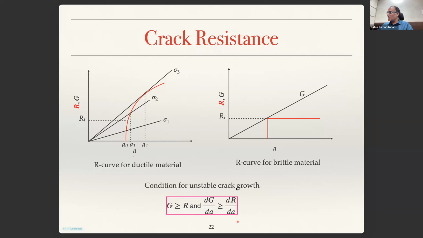So there are two conditions that need to be met. If G is greater than R and dG by dA is less than dR by dA, the crack may grow in a stable manner. But when both conditions are met, the crack will grow in an unstable manner.